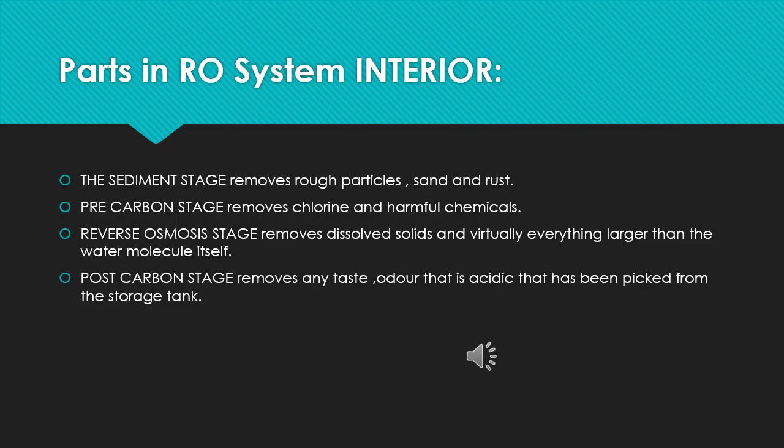Next we are to discuss the interior of an RO system. There are 5 important stages to purify water. The first stage is the sediment stage, which removes rough particles, sand and rust. The second and third stages are the pre-carbon stages, which remove chlorine and harmful chemicals. The fourth stage is the reverse osmosis stage, which removes dissolved solids and virtually everything larger than the water molecule itself. And finally, the fifth stage is the post-carbon stage, which removes any taste and odor that has been picked up from the storage tank.